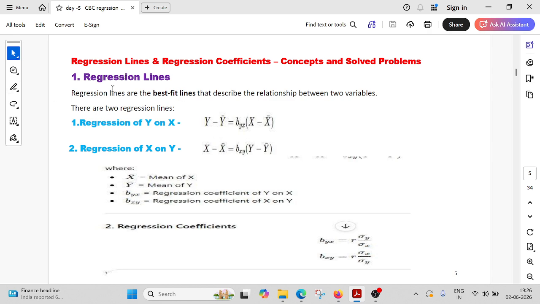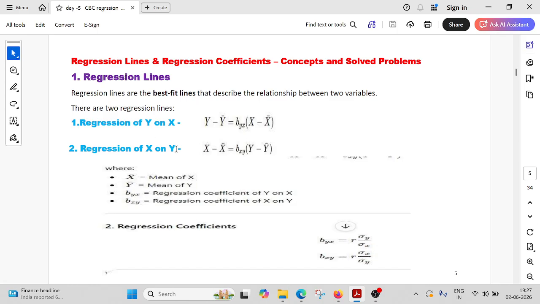These two lines describe the best relation between the two variables, right? So there are two regression lines we are going to take. One is y on x and another one is x on y. Suppose y on x means y minus y bar equals byx into x minus x bar, where byx is the regression coefficient. And the x on y regression line equation is x minus x bar equals bxy into y minus y bar. And x bar is a mean.